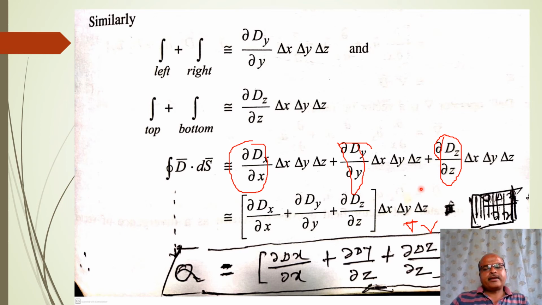We have to take a rectangular box, then represent the electric flux density at the center, which is given by D0 = Dx0 ax cap plus Dy0 ay cap plus Dz0 az cap. Then the total charge enclosed is equal to the addition of six integrals: integral front plus back, integral left plus right, plus integral top plus bottom. First solve integral front plus back, then similarly write the equation for left plus right and top plus bottom.